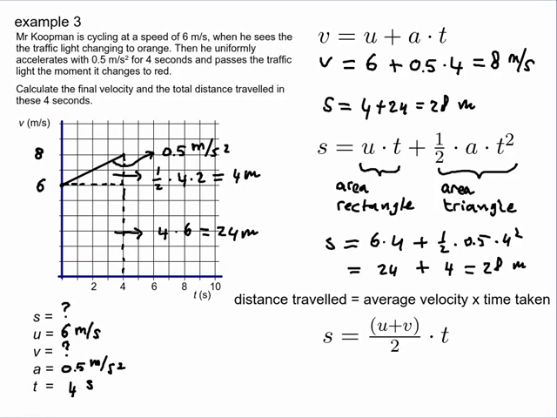And if we fill it in, you will find that the distance traveled equals 6 initial plus 8 final velocity divided by 2 times 4, which equals 7 times 4, and finally, it's not a surprise, it's again 28 meters.